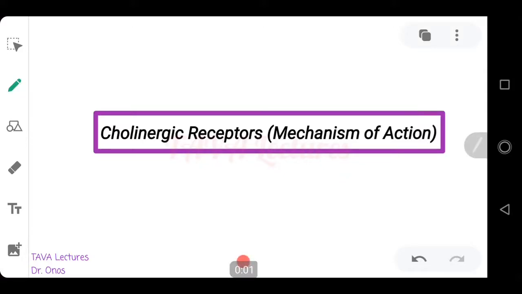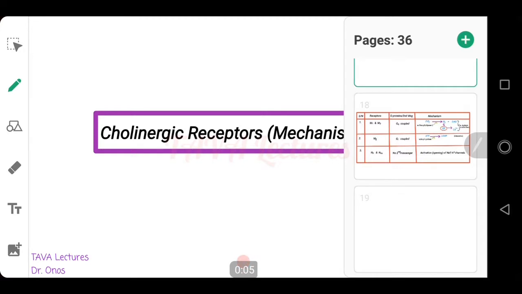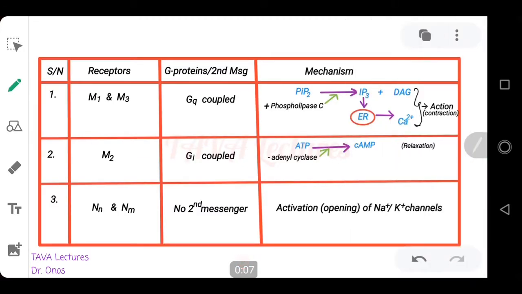Cholinergic receptors mechanism of action. So let's look at the mechanism of action at the receptors now. We've talked about the locations and the actions at these receptor points, M1 and M3, M2, NN and NM. But let's look at now how do these receptors really go about their actions? How do they carry out the response to the stimulations?